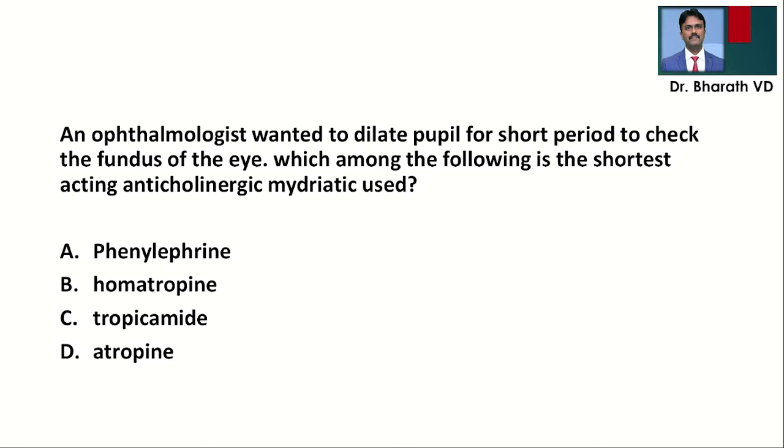Coming to the next question. An ophthalmologist wanted to dilate the pupil for a short period to check the fundus of the eye. Which among the following is the shortest acting anticholinergic mydriatic used? So they are asking about the mydriatic, which dilates the pupil. The options are phenylephrine, homatropine, tropicamide, and atropine. So try to answer this.